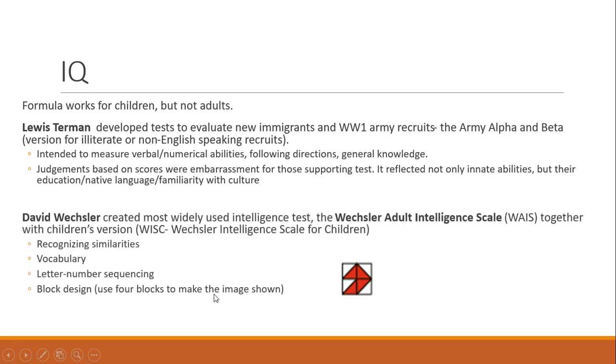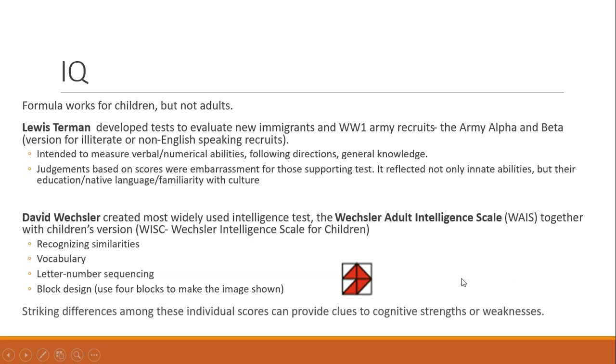Wechsler created the most widely used intelligence test. That's the Wechsler Adult Intelligence Scale, together with the children's version, the WISC. It recognizes similarities, vocabulary, letter number. This one's still being used today, especially if your kid was designated as gifted. Striking differences among these individual scores can provide clues to cognitive strengths or possibly weaknesses, and then give programs to help out.